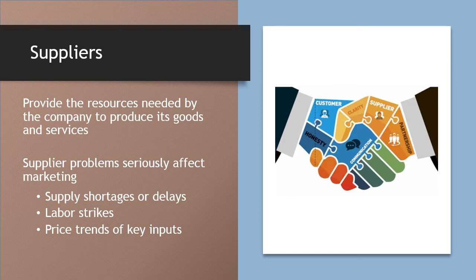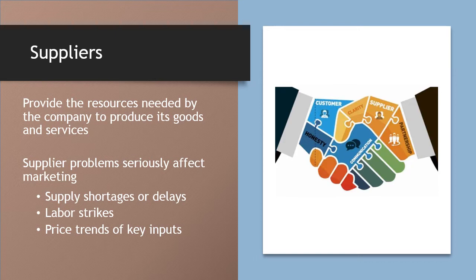Most organizations will try to make sure that they have multiple suppliers for core products. As such, it's the marketing manager's job to make sure that those multiple suppliers are being told to provide things at a level that satisfies customers' needs. Additionally, supplier problems can seriously affect marketing. Marketing managers must watch the supply availability and the costs. Supply shortages or delays can cost sales in the short run and damage customer relationships in the long run. Rising supply costs may also force price increases, which can harm the company's sales.